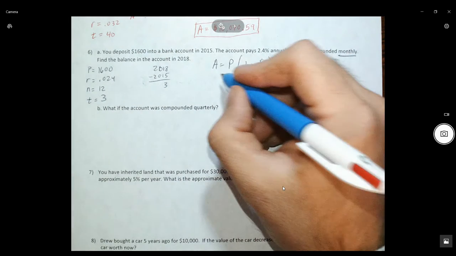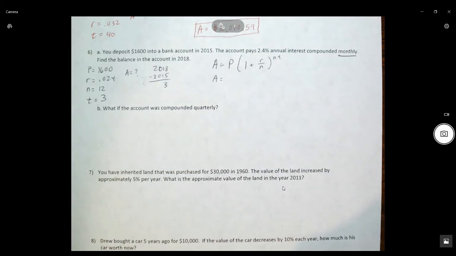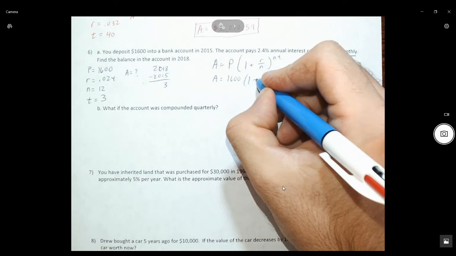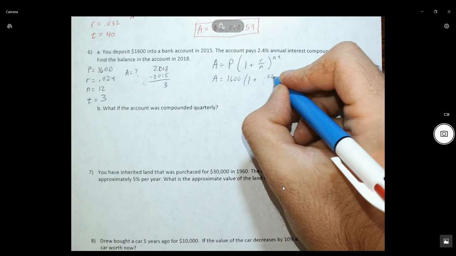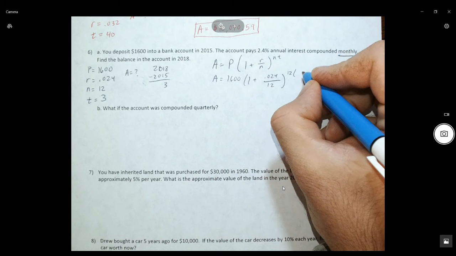Okay, now I can plug everything in. So I want to find my ending value, my ending balance. Finding A, I can say 1,600 times 1 plus R, 0.024 over 12, which is my N, times 12 to the T, which is 3.